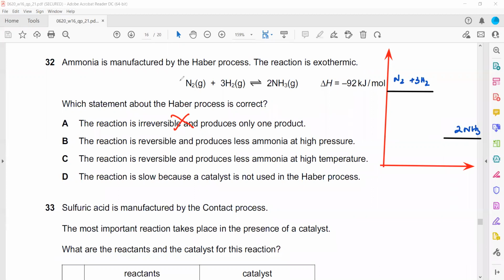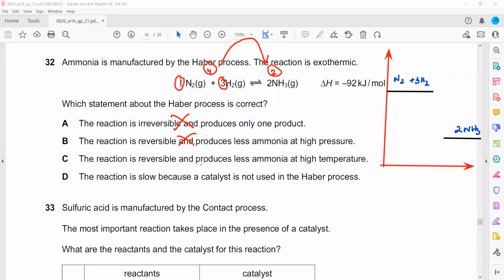If we increase the pressure, the balance or equilibrium shifts towards the side of fewer moles. So here, 1 plus 3, total 4 moles of gas, and 2 moles of gas. So when we increase the pressure, the equilibrium shifts towards the right hand side. So we'll get more ammonia, not less ammonia. So that's why B is wrong.